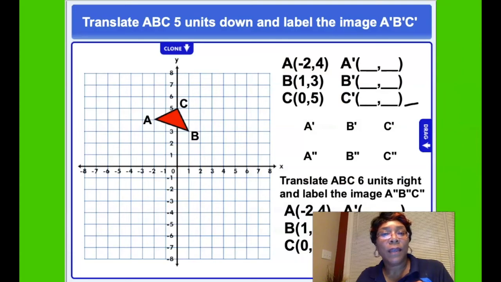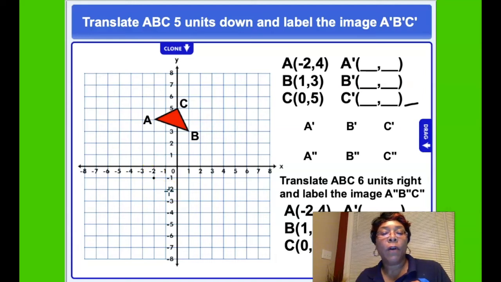Let's try this one together. Translate triangle ABC 5 units down and label the image A prime, B prime, C prime. So I'm going to go ahead and I'm going to count. I'm going to look right here and I'm going to determine where those points are going to be. So if I'm here, like A prime, 5 units down, 1, 2, 3, 4, 5, straight down. So that means that point is going to go there.